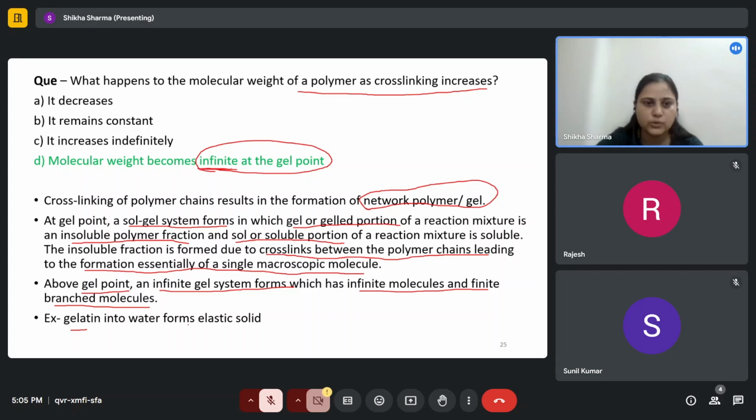We can understand this with a system we can see when we put gelatin in water: we get an elastic kind of solid, known as the gel, and it has infinite molecules. And if we measure the weight, the molecular weight will also become infinite because there are infinite molecules in it, right?